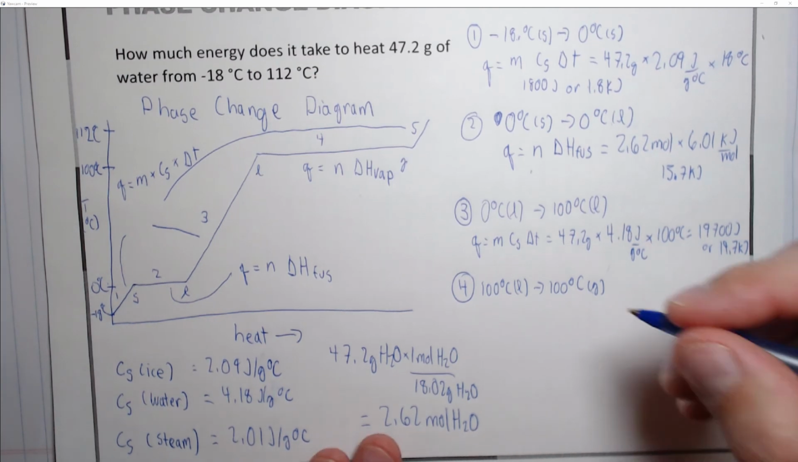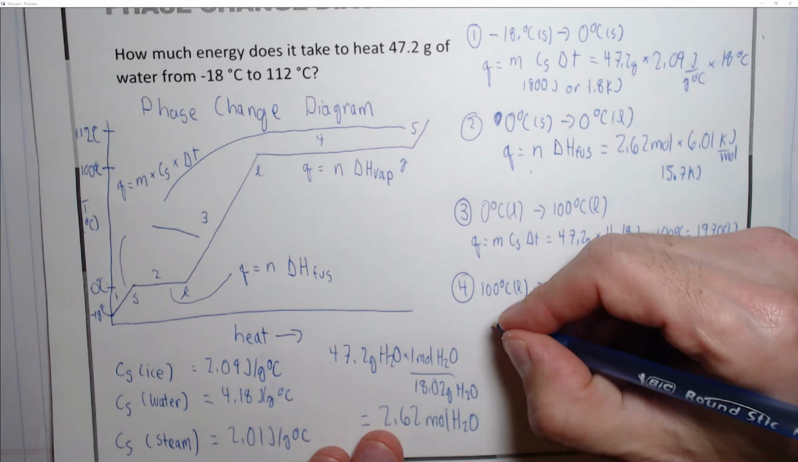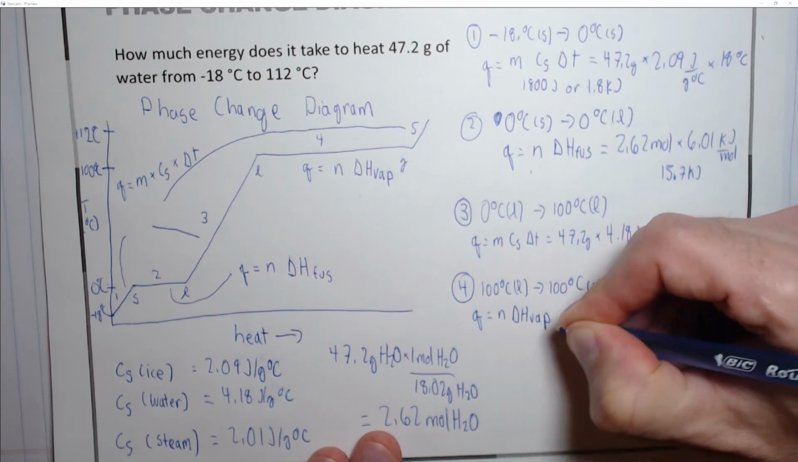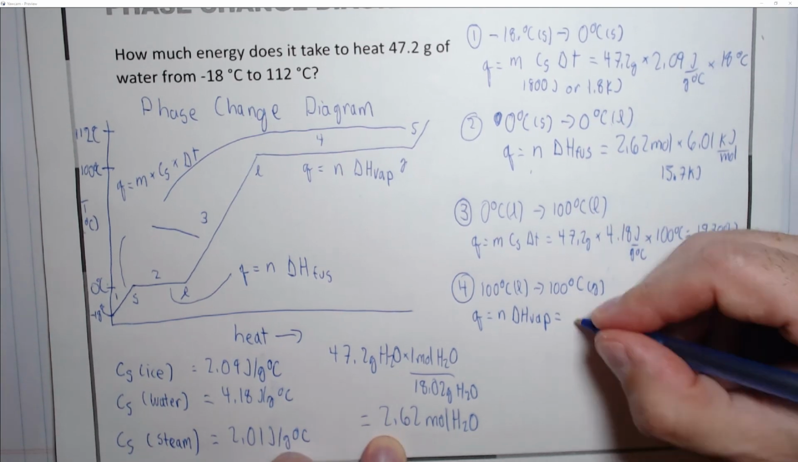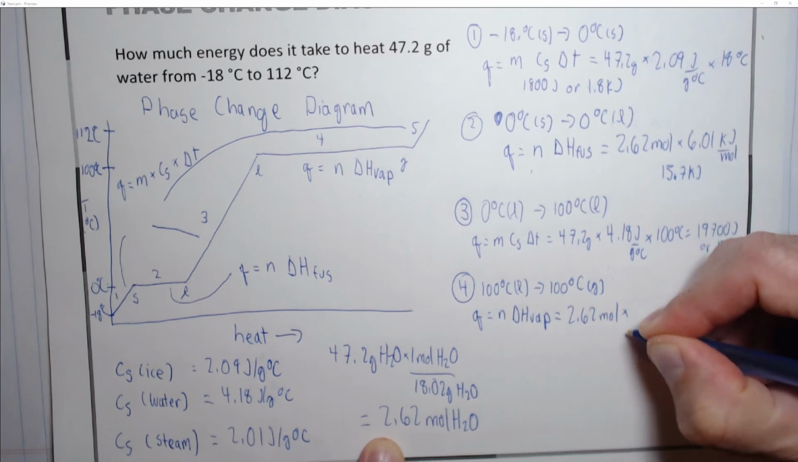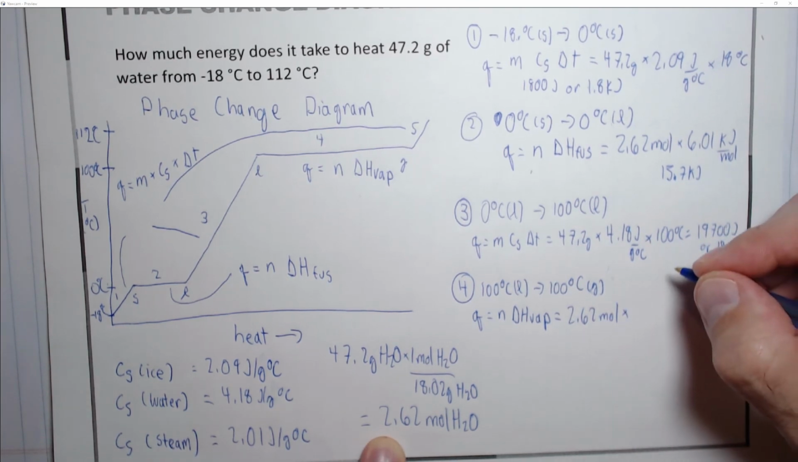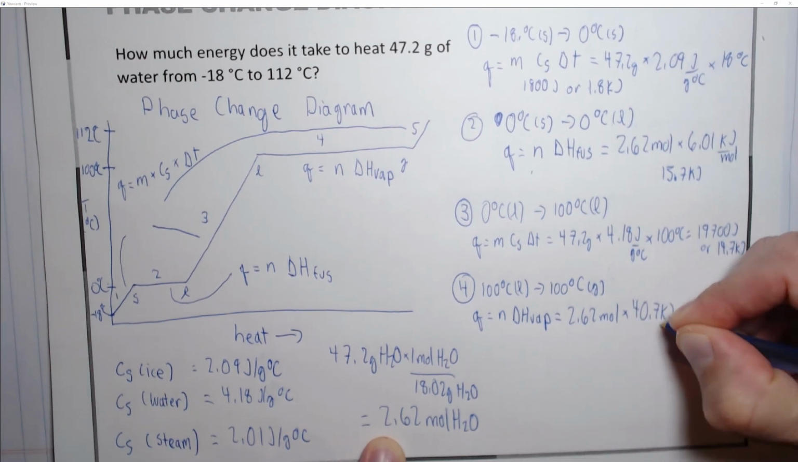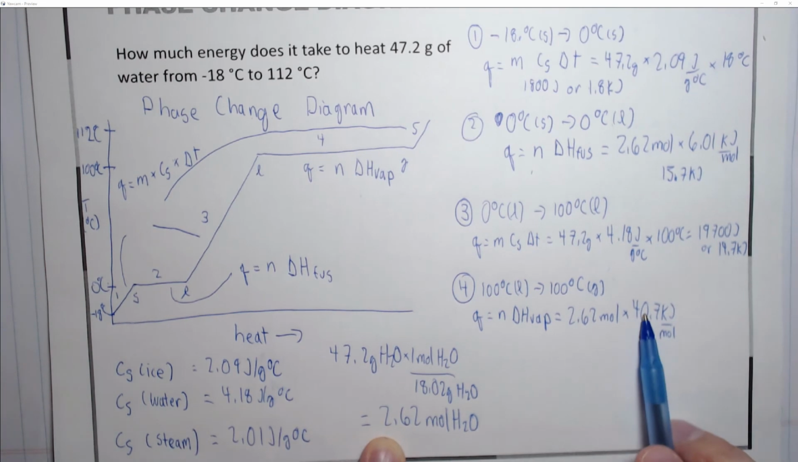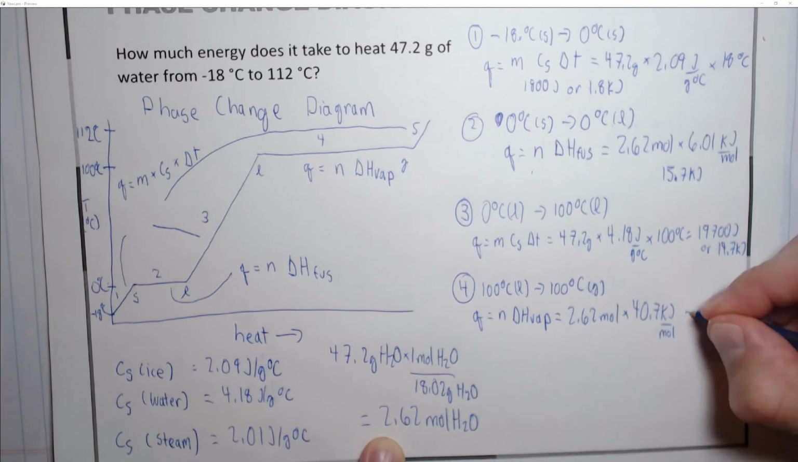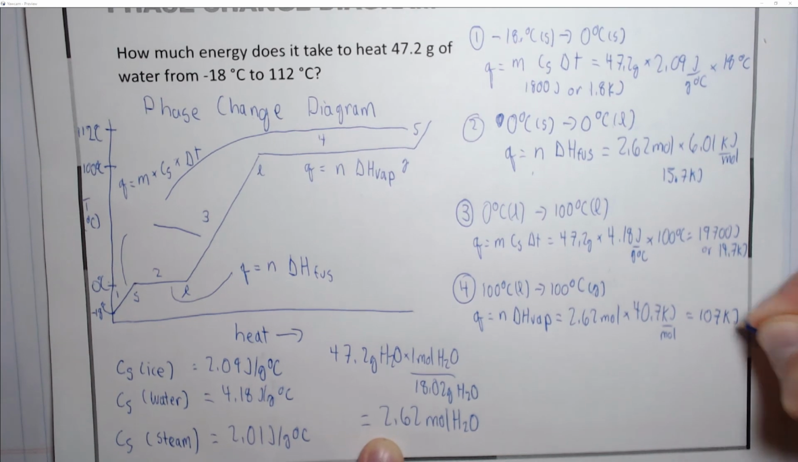So when we take a look at this, we want to use this equation, Q equals n delta H of vaporization. We already found the moles, so we have that. So 2.62 moles times the enthalpy of vaporization, which is going to be 40.7 kilojoules per mole. Again, I wouldn't expect you to know this off the top of your head, but we had just talked about it in the previous section, so that's why I didn't put it on the sheet. And when you do that, you get 107 kilojoules.